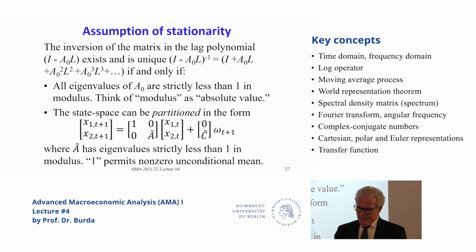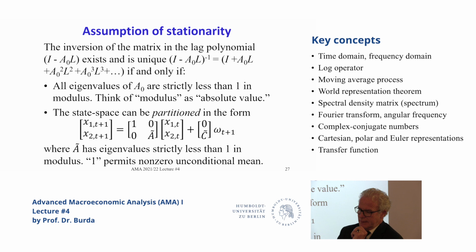And therefore, the A tilde would be the lower right-hand partition of this A0 matrix, which would have strictly less than one eigenvalues in modulus. And I keep using the word modulus. Right now, just think of it as absolute value, because if it's a real value, it just has to be less than one in absolute value. So if it's a negative number, it still has to be less than one when you put a minus sign in front of it.